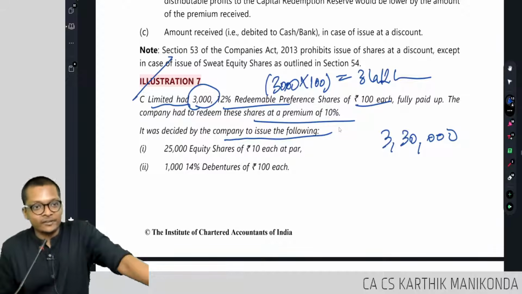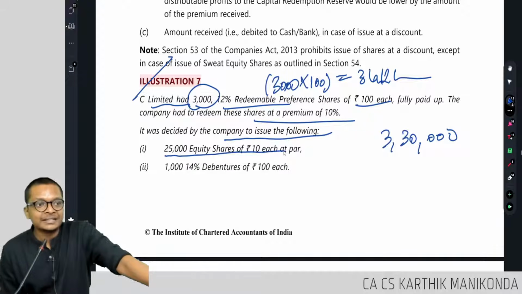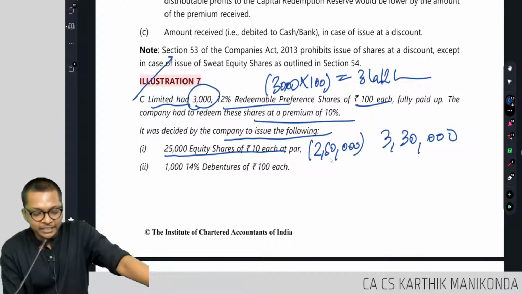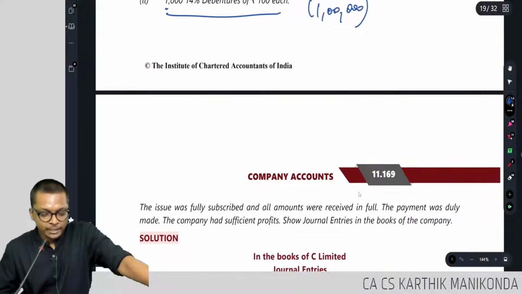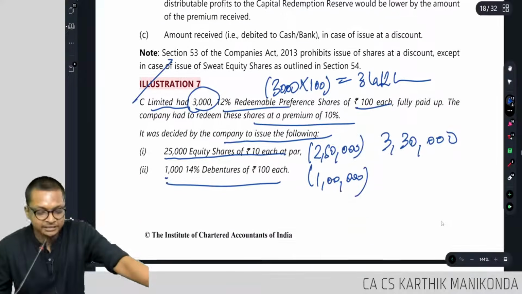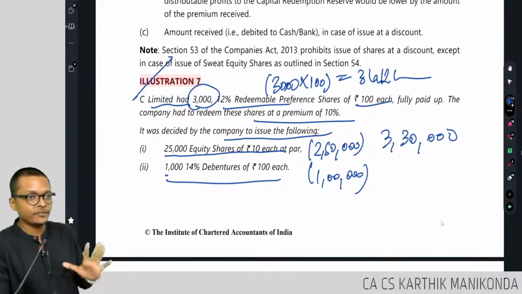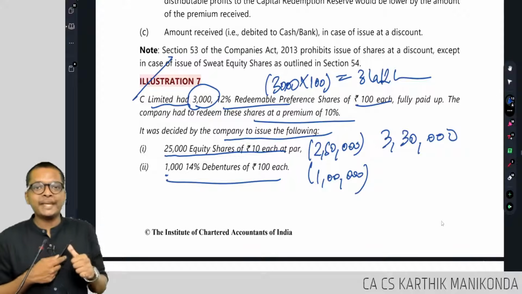It was decided by the company to issue the following for the purpose of redemption: 25,000 equity shares of 10 each. How much equity shares? 2 lakh 50,000, and debentures 1,000 into 100, which is 1 lakh. The issue was fully subscribed and you have to show journal entries. So this we have to do as a proper full-fledged sum for 4 or 6 marks. Okay. So in this, they are repaying preference shares at what?